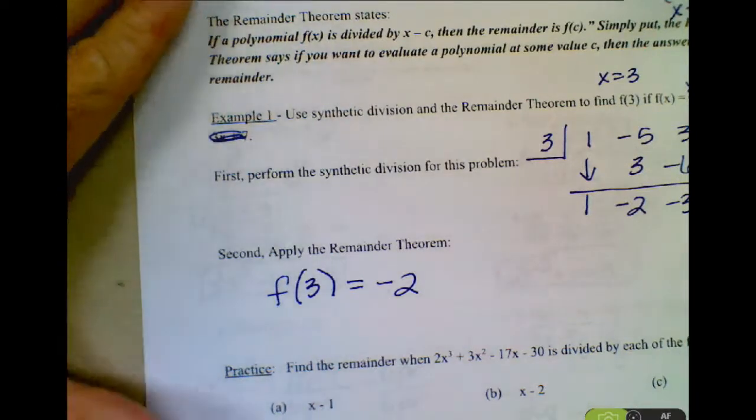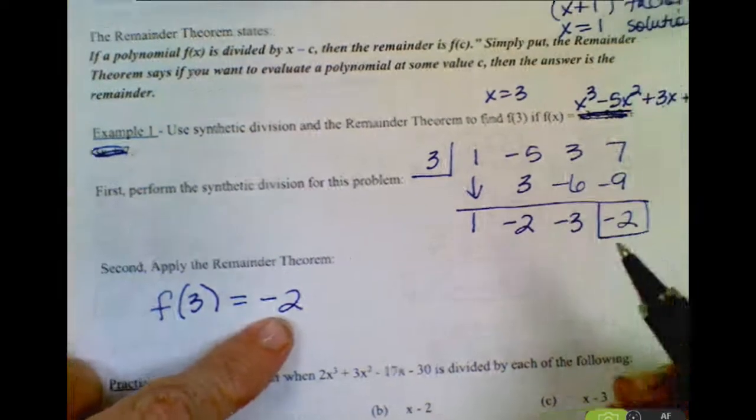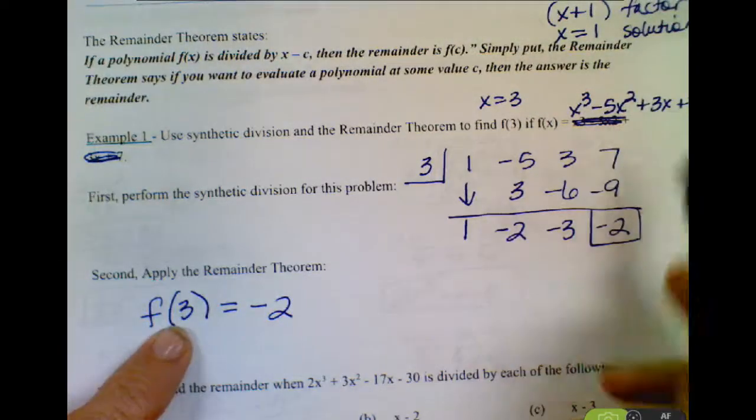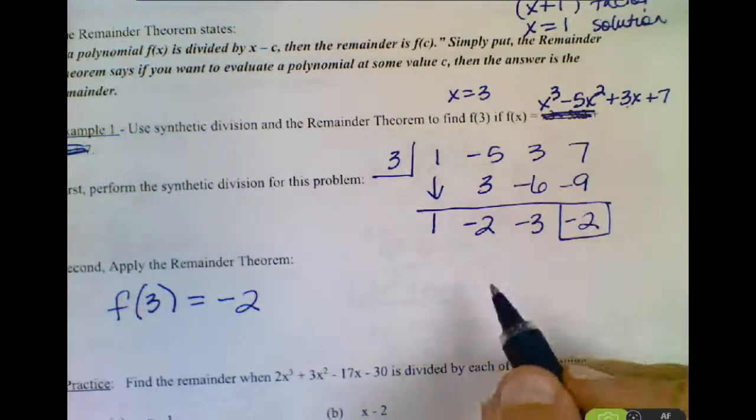Okay. And let's just check that, because you can also do something called synthetic substitution, which means that you're substituting 3 into all of this, and you should get negative 2 as an answer. So let's check that and see if that actually happens.